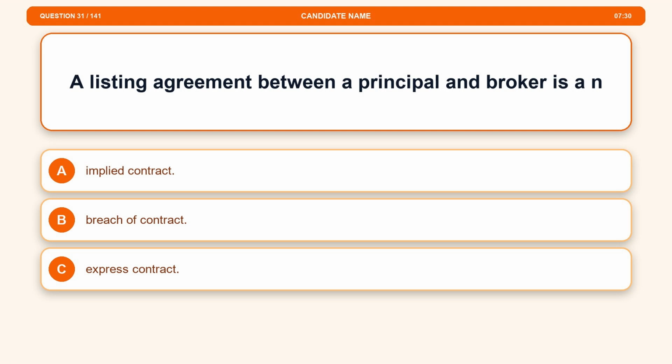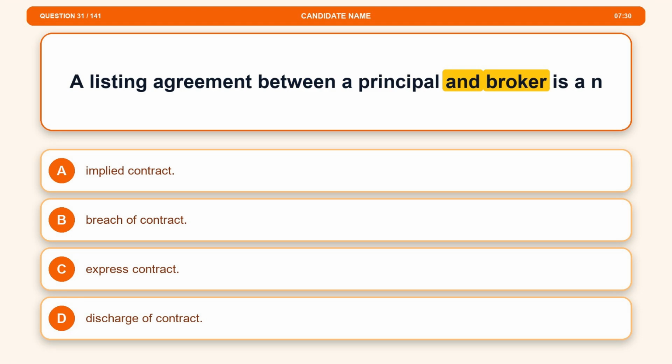Question 31. A listing agreement between a principal and broker is an: Option A, implied contract. Option B, breach of contract. Option C, express contract. Option D, discharge of contract.